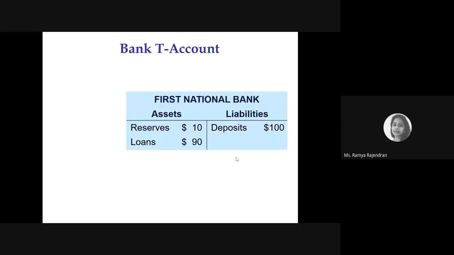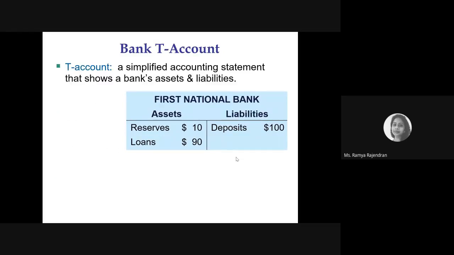Okay, so now we're going to look into the bank T account. A bank T account is nothing but an accounting statement for a bank. When you say accounting statement, it shows your assets and liabilities. Everybody has this accounting statement. It's used by all firms, and they call it a balance sheet. So they have the list of all the assets and the list of all the liabilities.